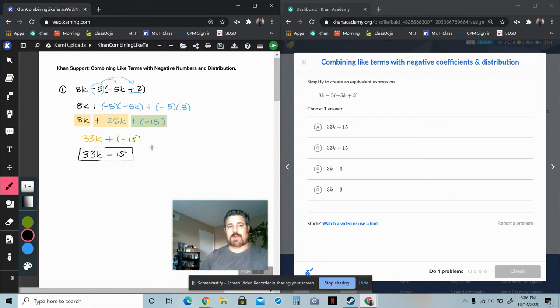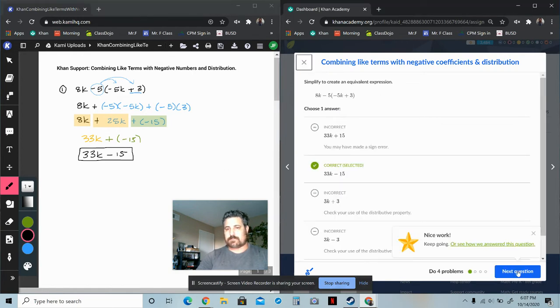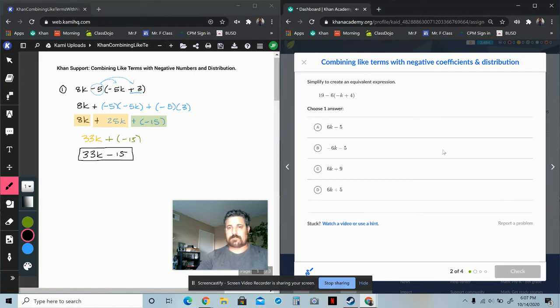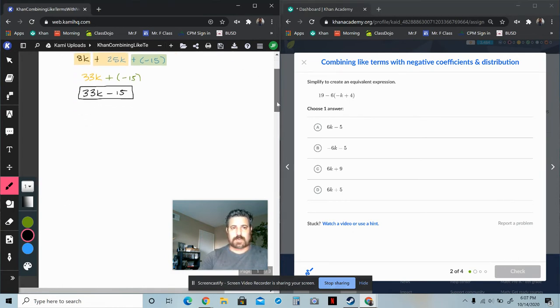Now, as we get more comfortable with the idea of true sign and this idea of imaginary plus sign between each term, I'm going to write less steps out. But I want you to see the whole process from beginning to end and connect it to what you've already done. So looking for our answers here, which is the correct answer? 33k minus 15. There you go. Let's do the next one, okay? So let's scroll down here. I'll do the next one and see how we feel.